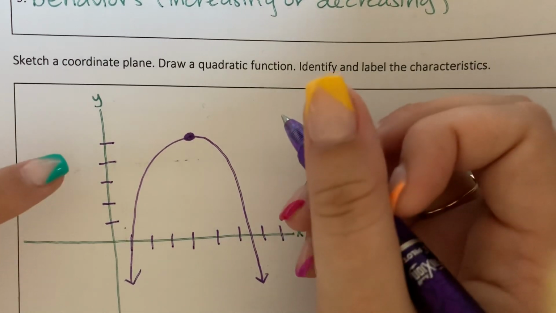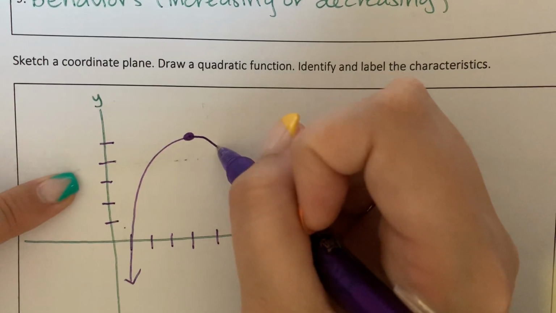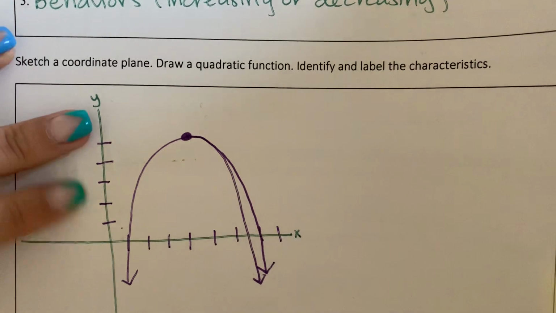Okay. Which actually means if I want to draw this better, because it needs to be symmetrical, it should probably be more like that.